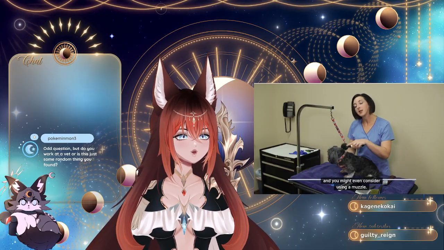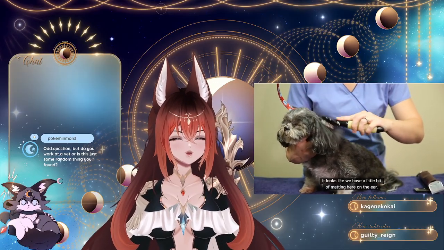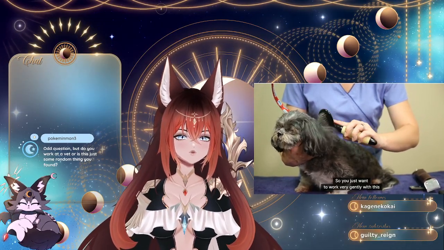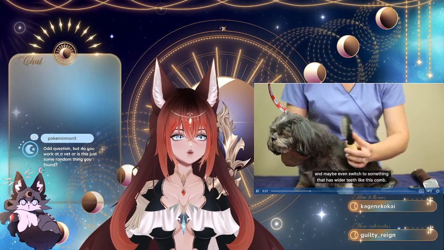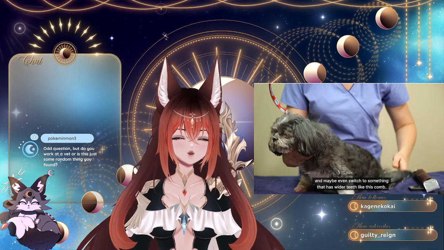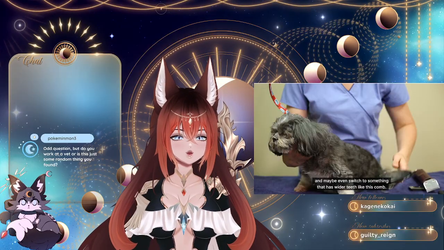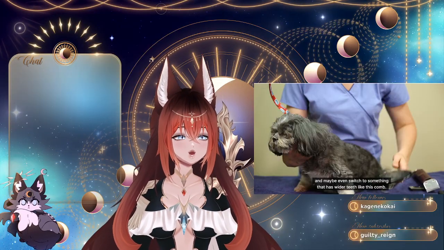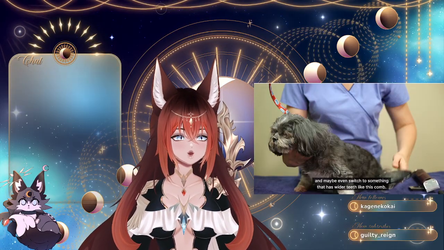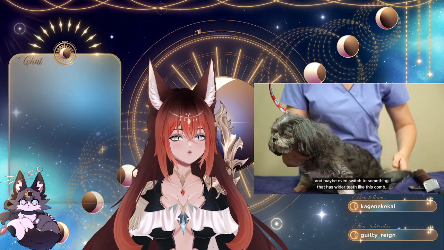But do you work at a vet or is it just some random thing you found? I work at a vet. Rue is enjoying this. It looks like we have a little bit of matting here. I'm a kennel technician at a small vet clinic, and I don't just do actual cleaning of kennels. I do things called tech appointments, which means I administer vaccines to the dogs. I administer medication. I draw blood. I help with placing catheters and creating surgical packs. All on top of doing all of my kennel tech stuff, which is cleaning the kennels and feeding the dogs that are boarding.